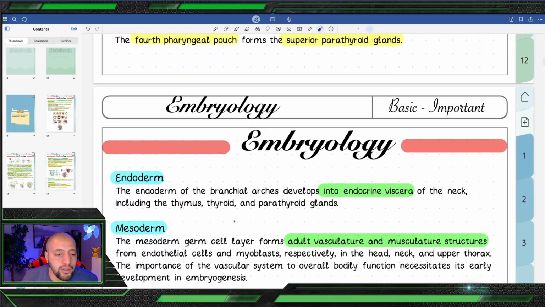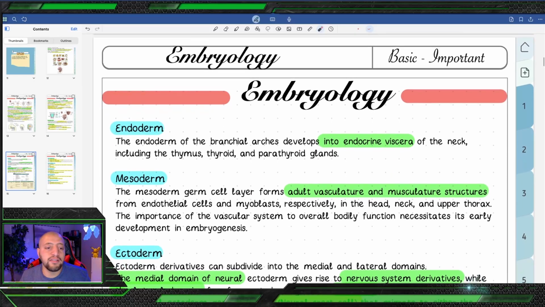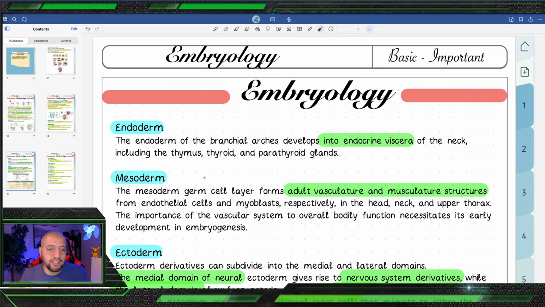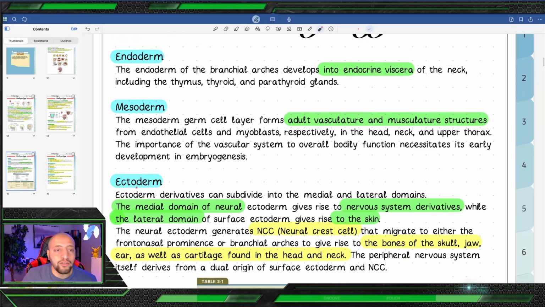Okay, moving forward, we have endoderm. We said this endoderm of the branchial arch develops into the endocrine viscera from inside. And we have mesoderm, which is in the middle part. This middle part will give us the vasculature and musculature structure. Musculature meaning the muscles, muscles of facial expression and muscles of mastication, and vasculature means the vessels coming from each pharyngeal arch. Ectoderm, we said, is from outside.